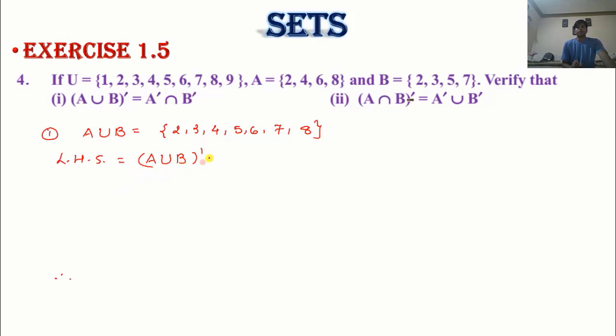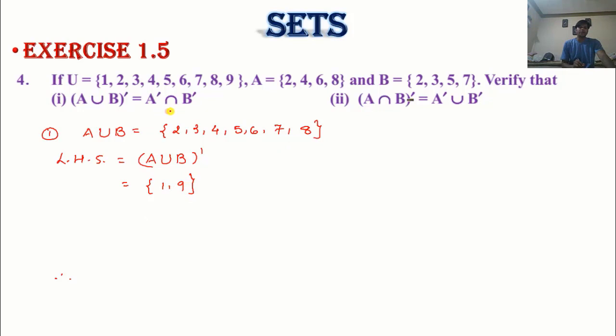So now (A union B)' equals the elements of U except the elements of A union B. So you cannot include all these elements. Which elements are left? 1 is left and finally 9 is left. So you get 1 and 9.